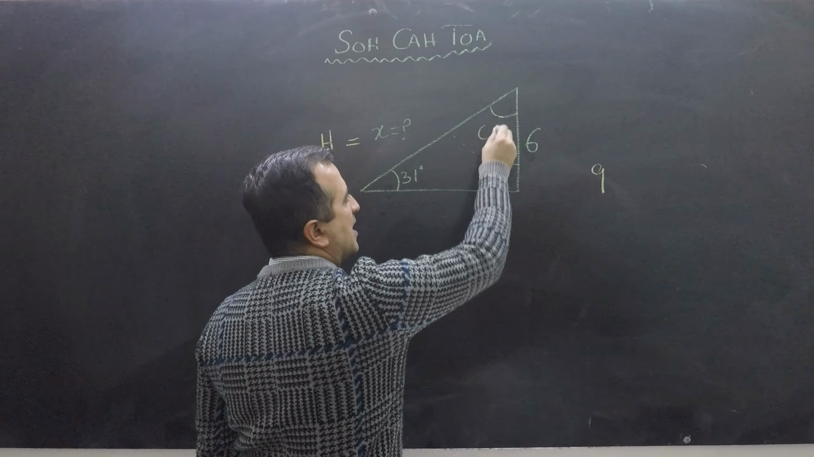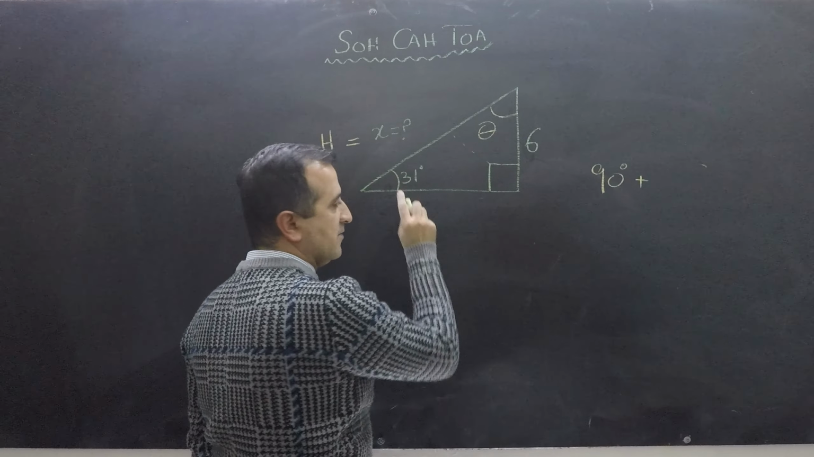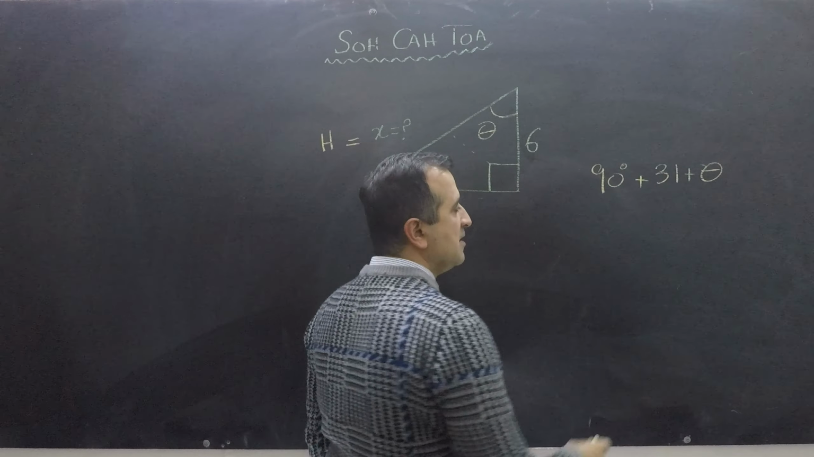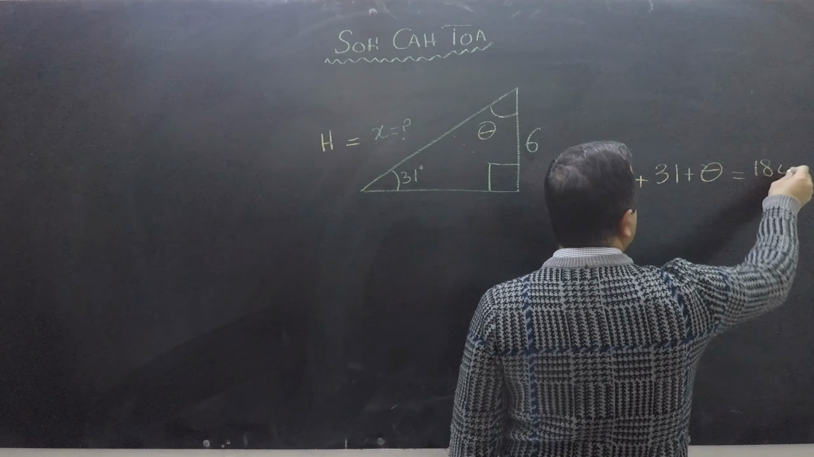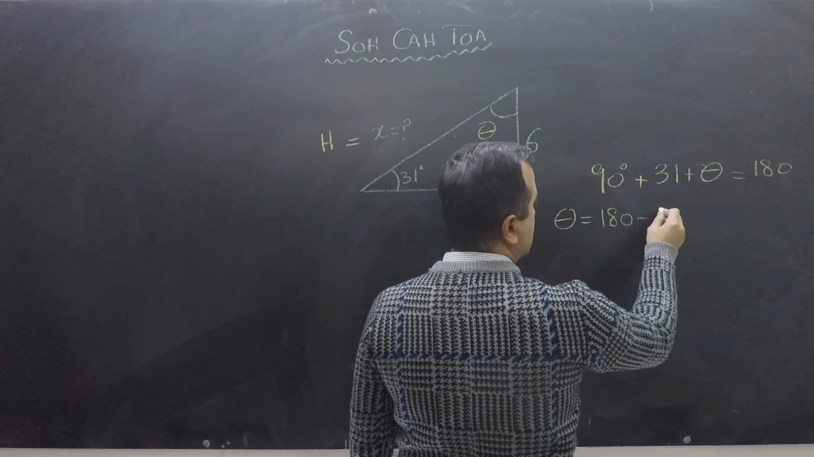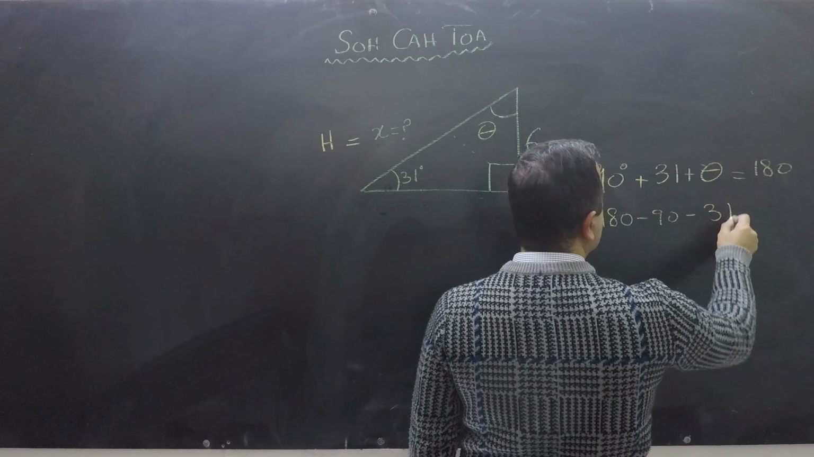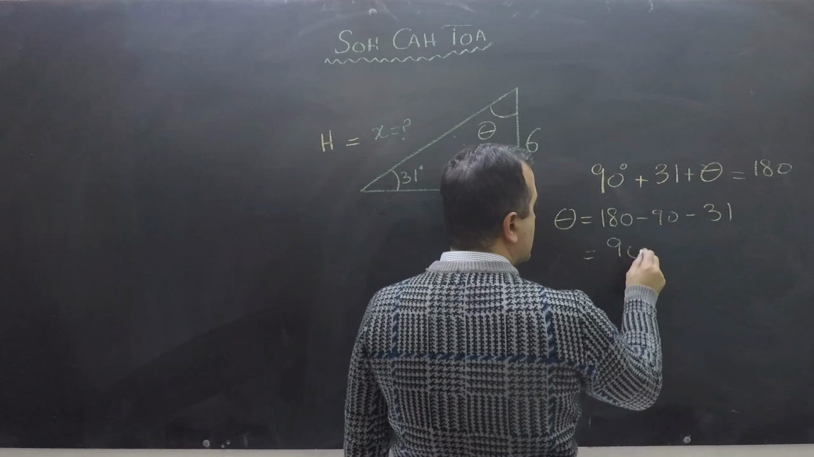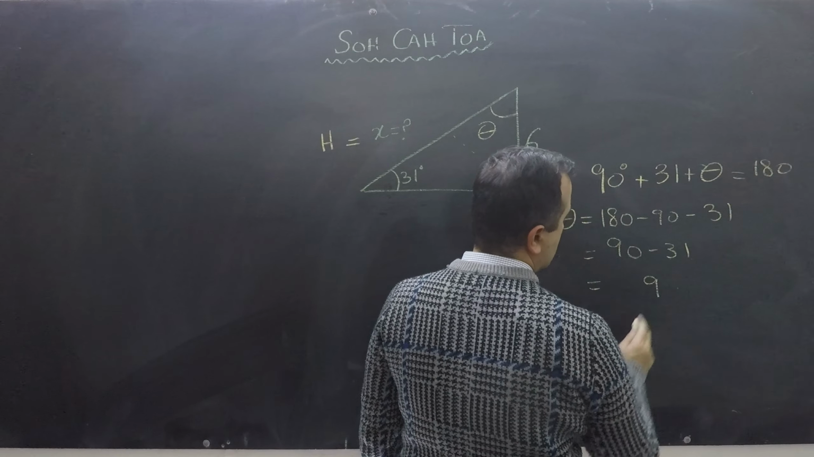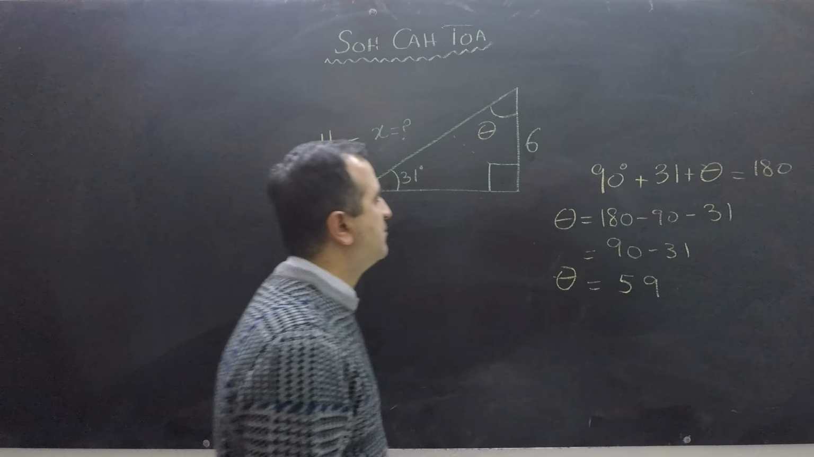So that means, I don't know this angle, I don't know what theta is. So I say 90, I know this is 90, plus 31, plus theta, which is unknown to me at the moment, will be equal to 180. So theta is going to be 180 minus 90, which is 90, minus 31. So it's 90 minus 31, which is going to be equal to 59.